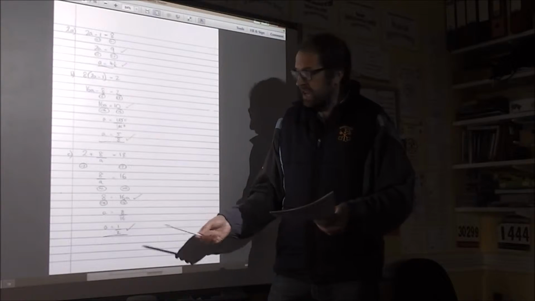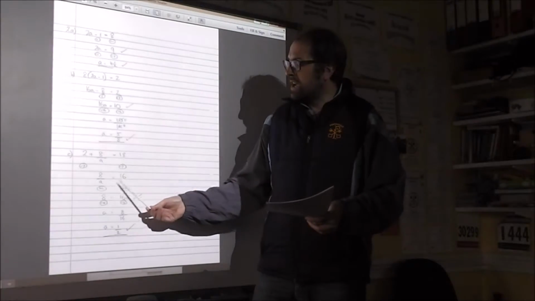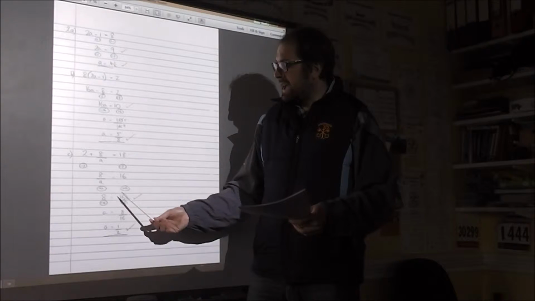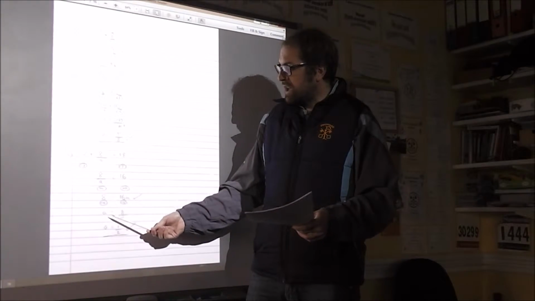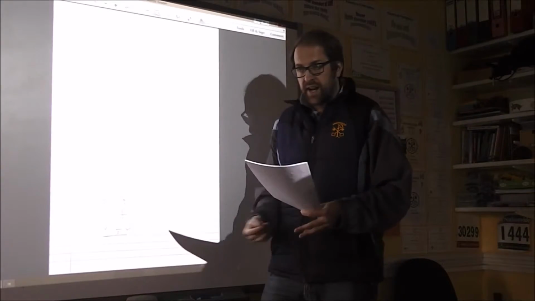And then part C, I've got my 2 on this side, so I get 8 over a equals 16. Then multiply both sides by a, which gives you that 16a is 8, and then make it into a fraction and simplify it to a half.